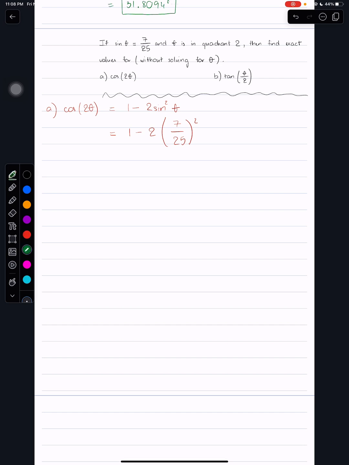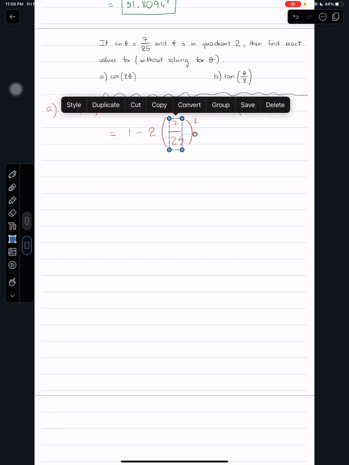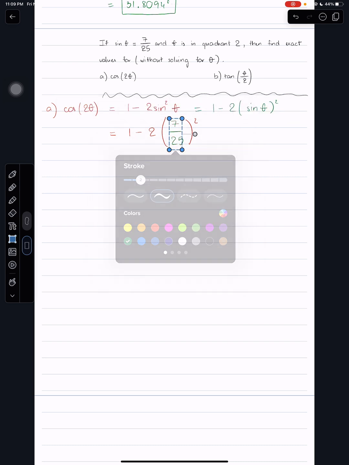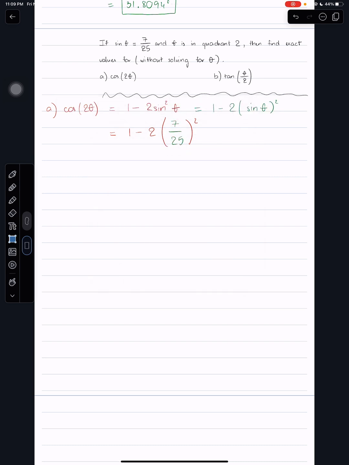Another way to remember it is that you can rewrite the formula as 1 minus 2, and as a group, you would do sine of theta, squared, so that you would catch yourself saying that sine of theta, the whole thing, is 7 over 25. So you don't have to get confused whether 7 over 25 is sine or theta. And after that, you put everything into the calculator, right? One step to the answer, you're going to get 527 all divided by 625. And this is the final answer for part A.